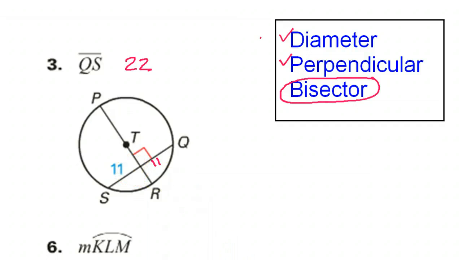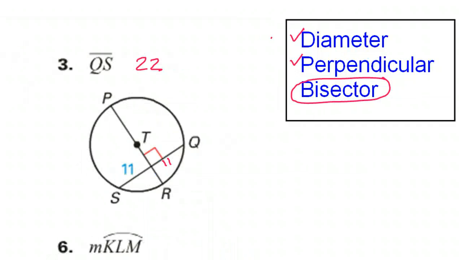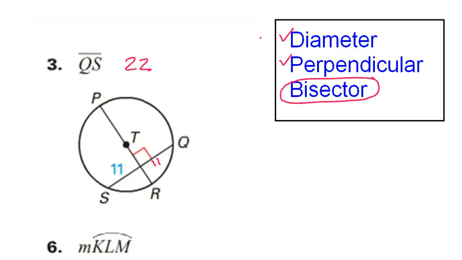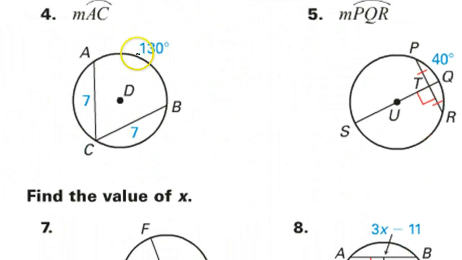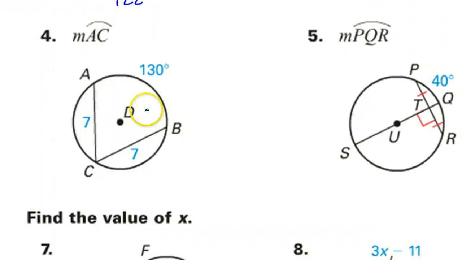Alright, that's not degrees or anything, it's just 22. But keep this in mind, it comes up a lot. So looking at number 4, we can use our knowledge of inscribed angles. When you have an angle whose vertex is on the circle, it's half the arc. So half of 130 is 65.